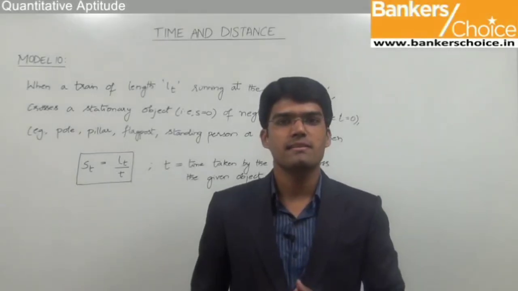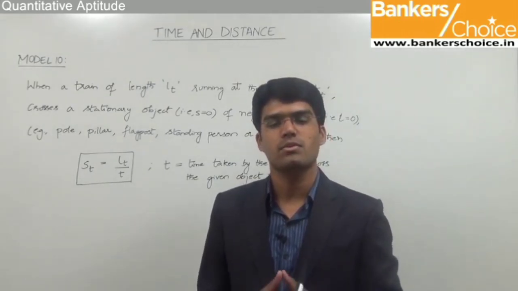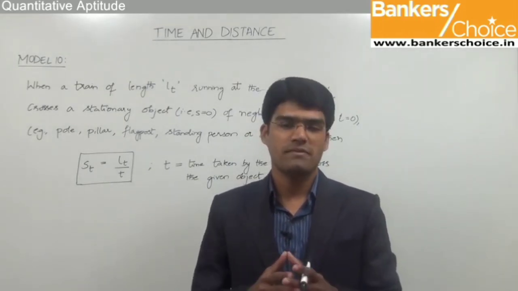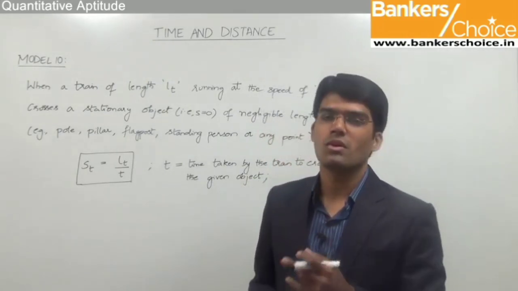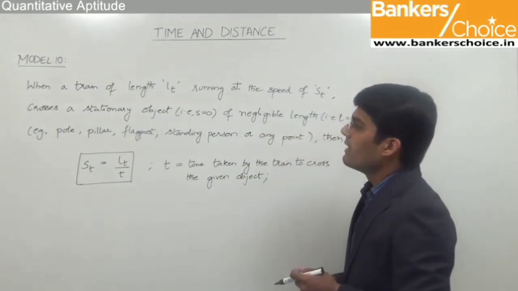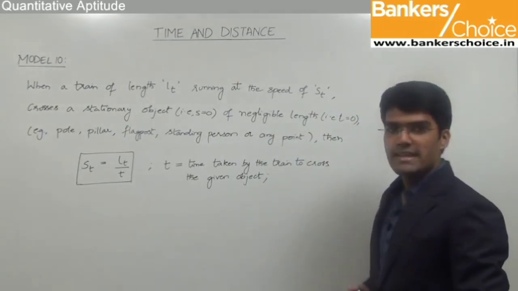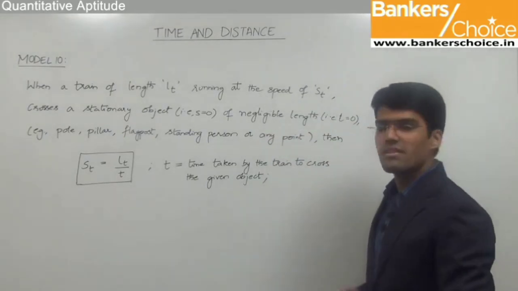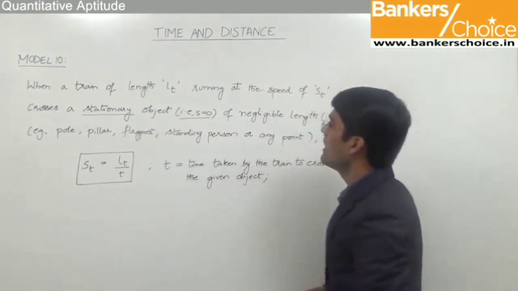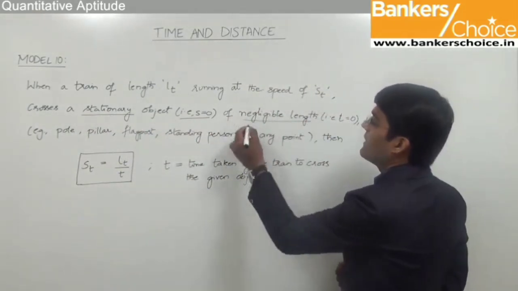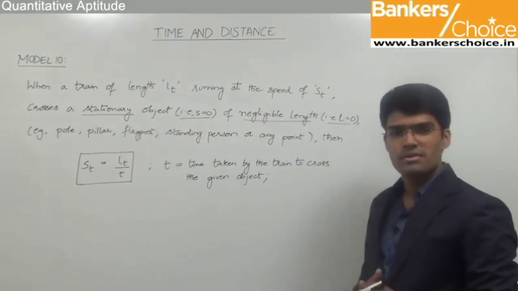Let us now take the next model from time and distance, where a train running at some speed has to cross a stationary object of negligible length. Let us first understand the equation to be used to solve these type of questions. When a train of length LT running at the speed of ST crosses a stationary object, that is the speed of the object is 0 as it is stationary, of negligible length, even the length of the object is negligible. So that can be taken as 0 approximately.